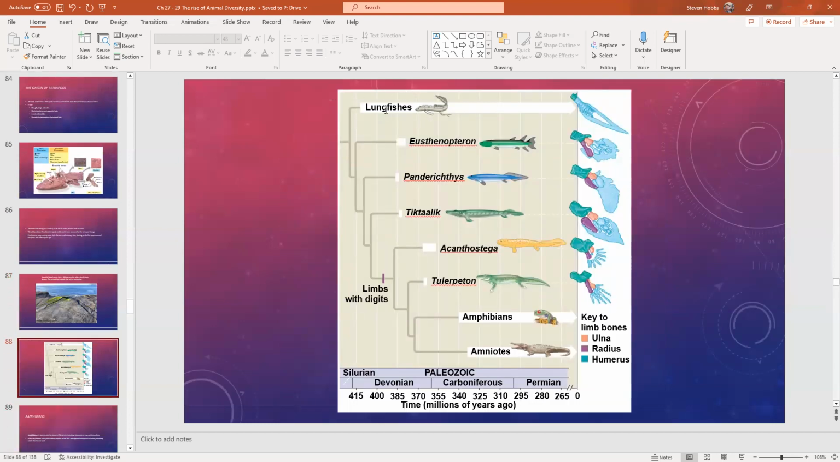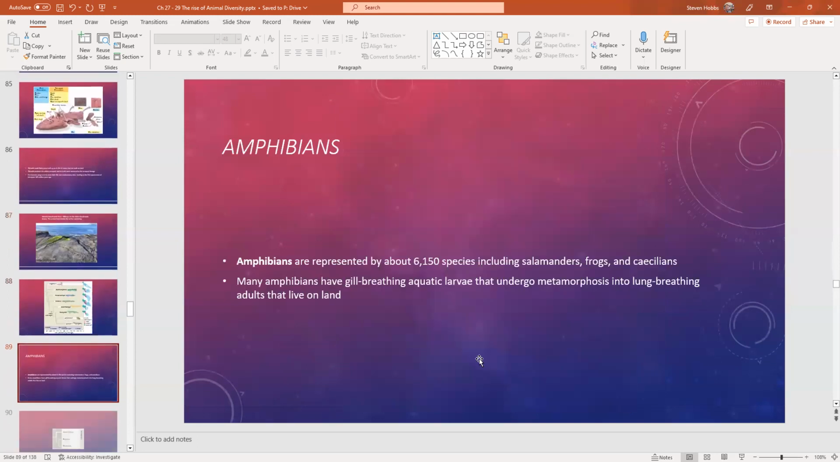So we start off very simply with lungfish. They can breathe air. We've got some others. That is a fishapod. It starts to develop these limbs so they can walk on kind of muddy areas and marshes and so on. Later, we have Acanthostega. Later, we will develop the amphibians, and the rest becomes the amniotes.